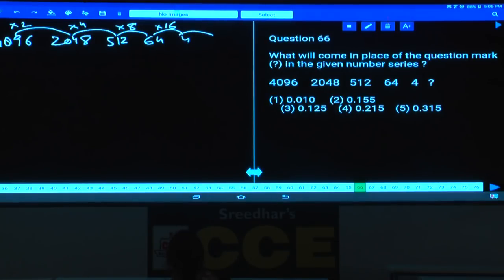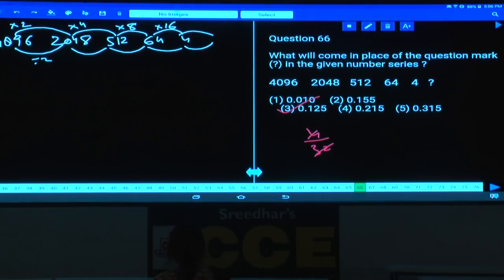That means some number when divided by 32 should get 4. Hence in the usual order it must be divided by 2, divided by 4, divided by 8, divided by 16. This 4 must be divided by 32. 4 divided by 32 is how much? That is 1 by 8. 1 by 8 is how much? 0.125. That is choice 3. The given numbers are divided by 2, 4, 8, 16 and 32.